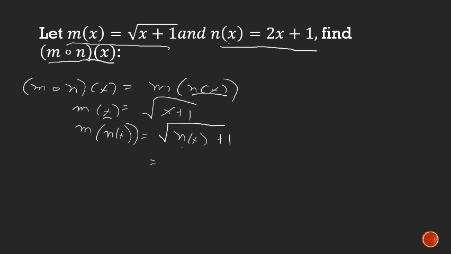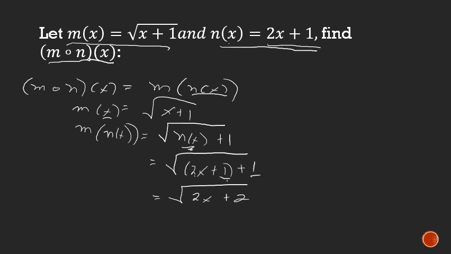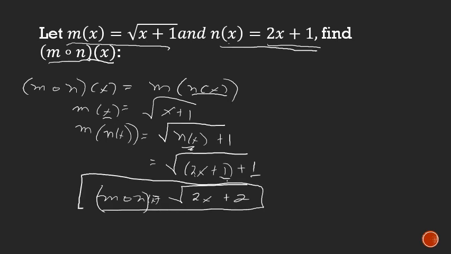Then we have the value for n of x, which is 2x plus 1. We have now square root of 2x plus 1 plus 1. Then simplify, you have square root of 2x, 1 plus 1 is positive 2. Therefore, the m circle n of x is equal to the square root of 2x plus 2.